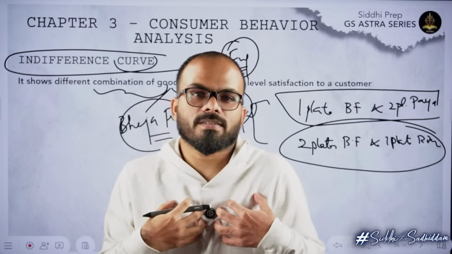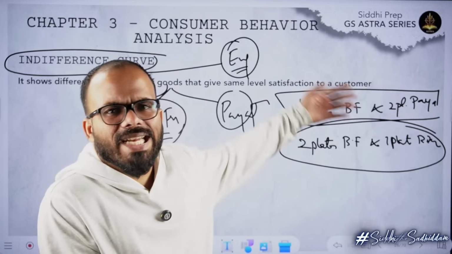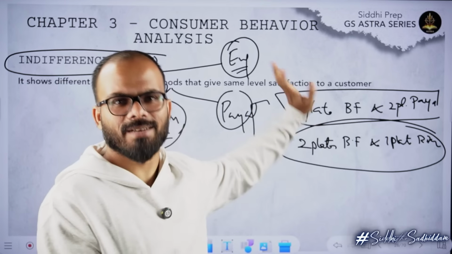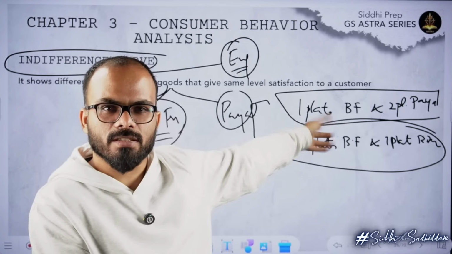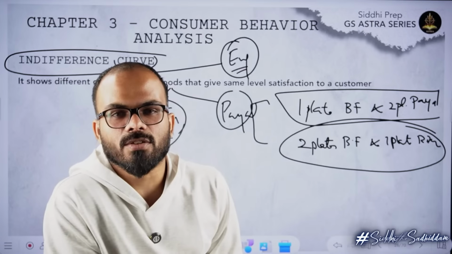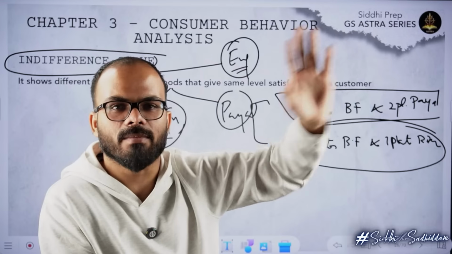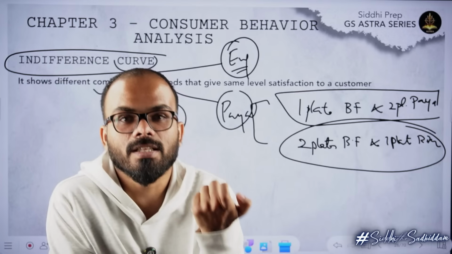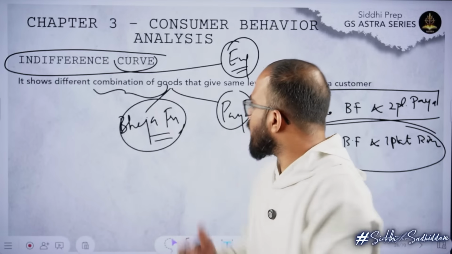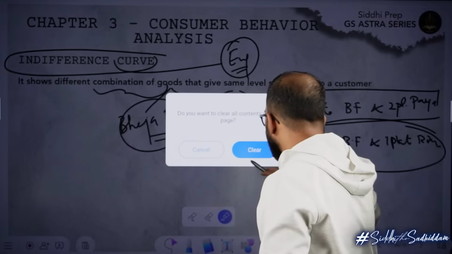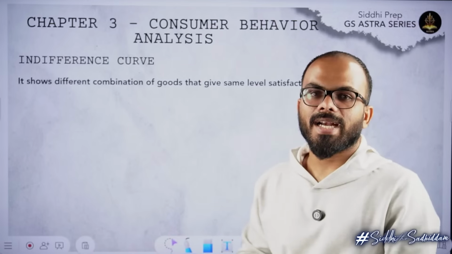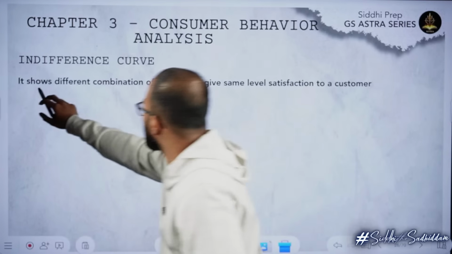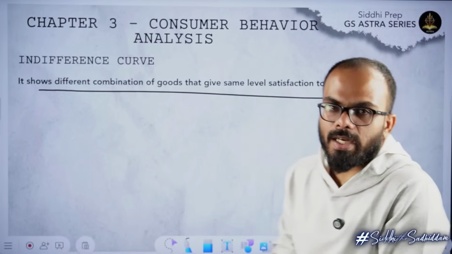Now, if you ask me, I will say it really doesn't matter to me. First plate is also fine. Second plate is also fine. Either or is okay. 1 scoop of Belgium dark chocolate and 1 scoop of, let's say, honey and almond, it doesn't really matter to me. Such a combination where the combination does not make any kind of impact, and it should give an equal amount of satisfaction, that curve is called the indifference curve.